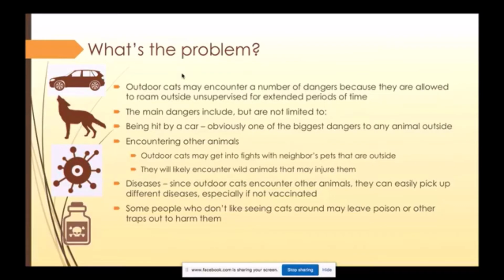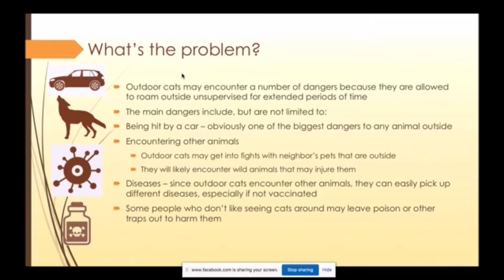But there are very long periods of time where the cat is not around people and can run into some serious dangers. They could be hit by a car. That's obviously one of the biggest dangers to any animal outside. Cars are going at very high speeds, and if a little cat wanders into the street, obviously it will not end pretty well. So we want to make sure that we're not letting cats outside because cars are definitely something that's hard for them to avoid. They don't understand how to cross the street, and unfortunately, not everyone is able to stop for the animal in time.